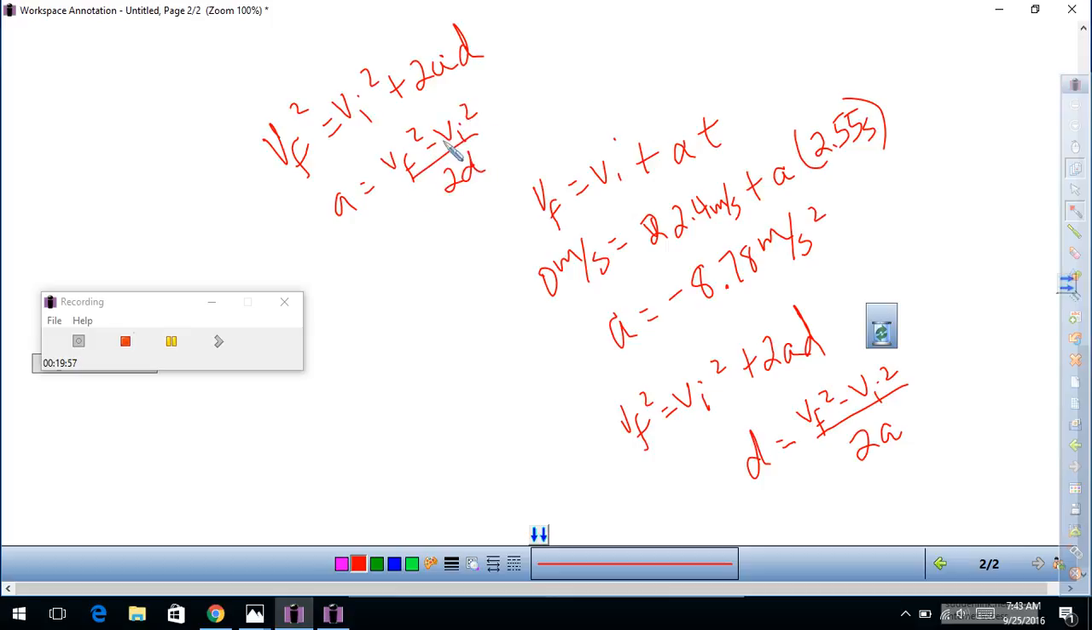VI is 0 because it had no velocity before it was shot. You know this is 521 for the VF. Don't forget to square it. And it traveled 0.84 meters. So solve for your acceleration. So hopefully you'll get 1.62 times 10 to the, maybe that's a 3 meters per second squared.